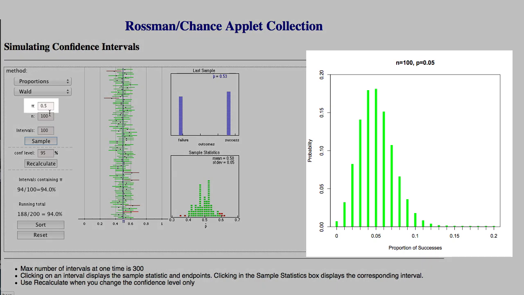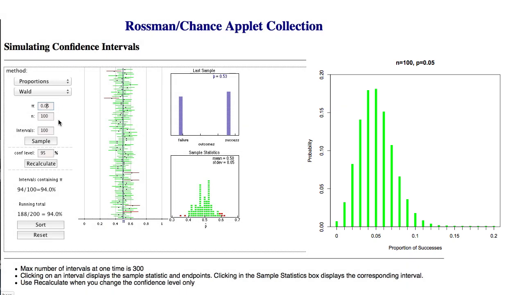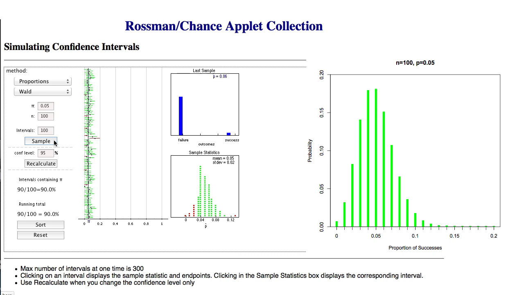We'll change the theoretical parameter to 0.05 and take 100 samples, each of size 100, and calculate the confidence interval each time. These are squished over to the left now because we're trying to capture 0.05, a small value on this scale. Instead of 95% of our confidence intervals capturing 0.05, we got 90% of our confidence intervals capturing our theoretical parameter. Let's try again, we get 90% again.